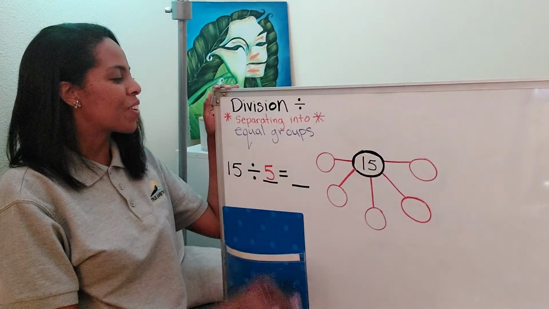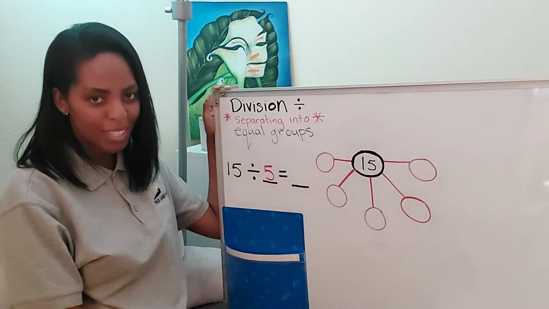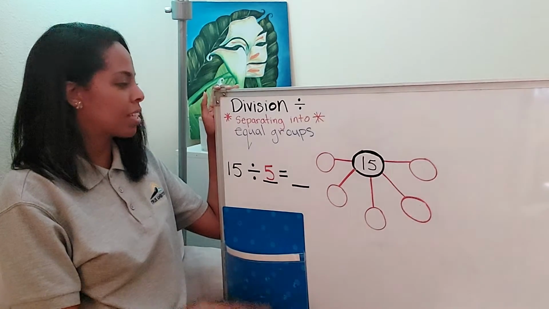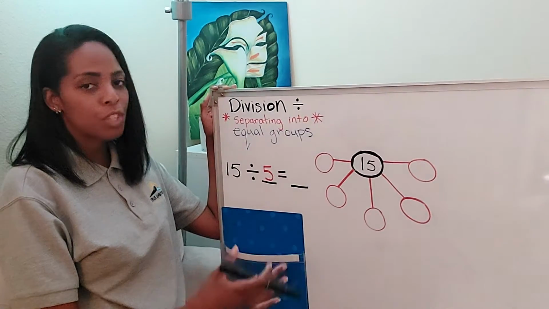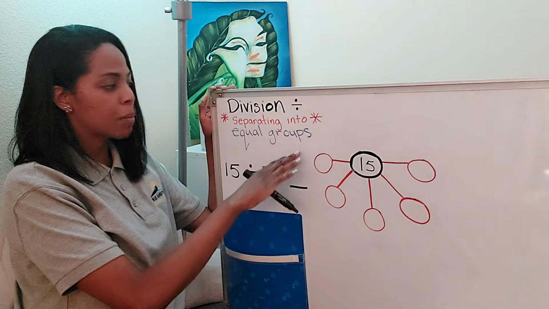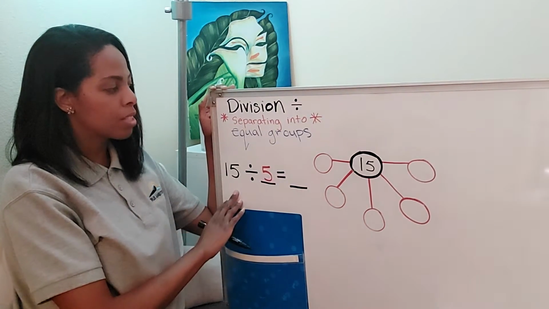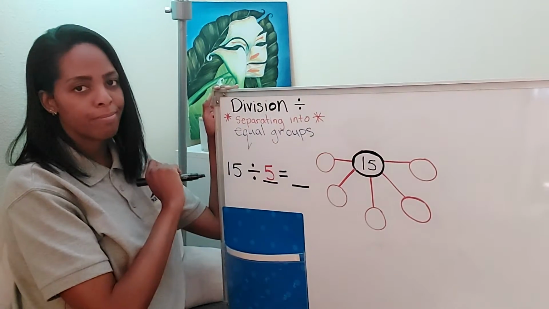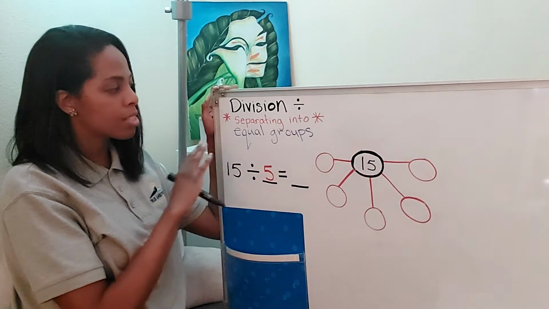All right. So let's talk about division. What is it? What does it mean? How do we do it? Okay. So division is really separating an amount into groups. That's what it is. Separating an amount.